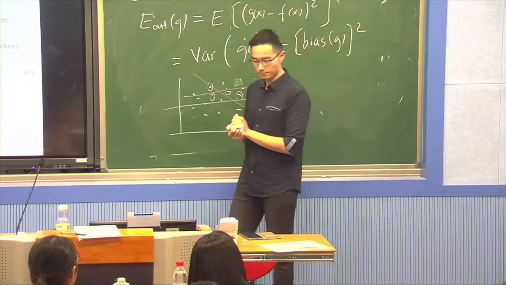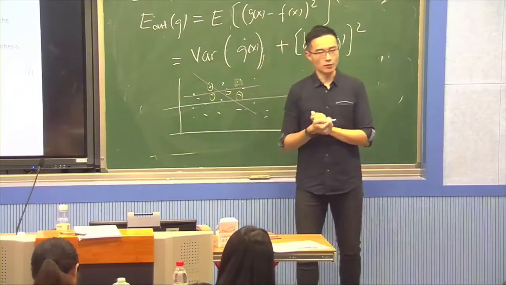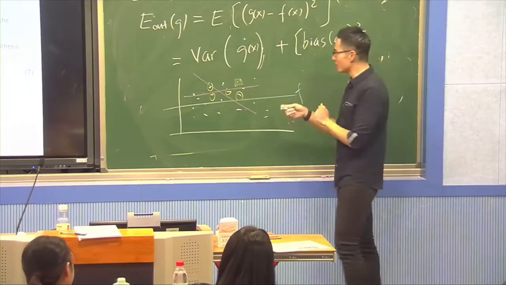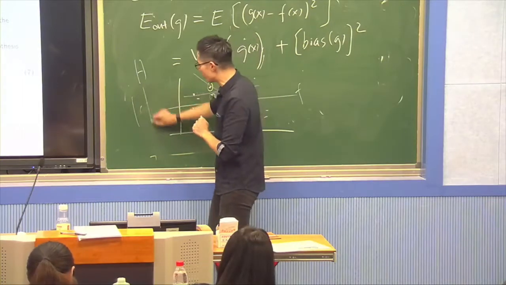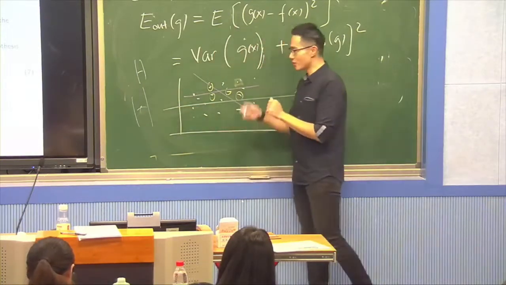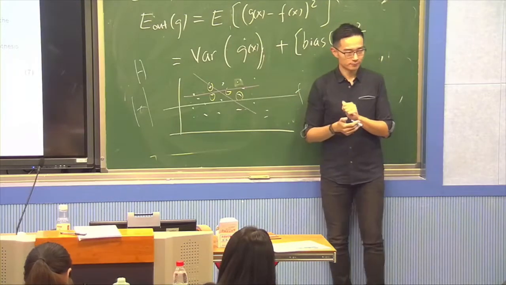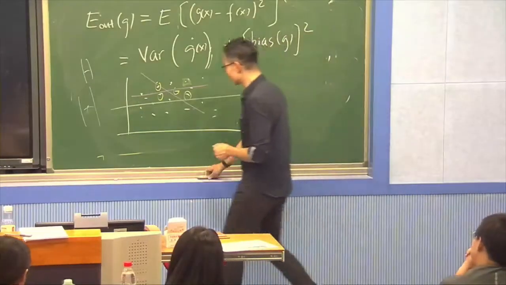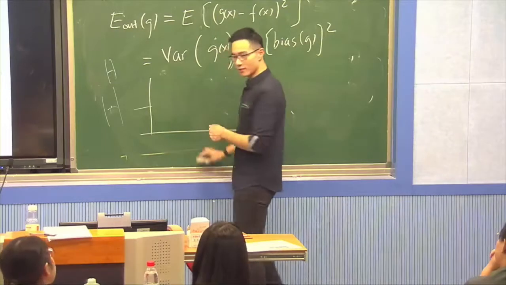Okay. So here's a question. What happens, do you think, when I increase my model complexity? Okay, so that's again the question, right? If I give you a small h or give you a really, really large h, small h versus large h, what happens to variance and bias? Let's first talk about bias, okay?